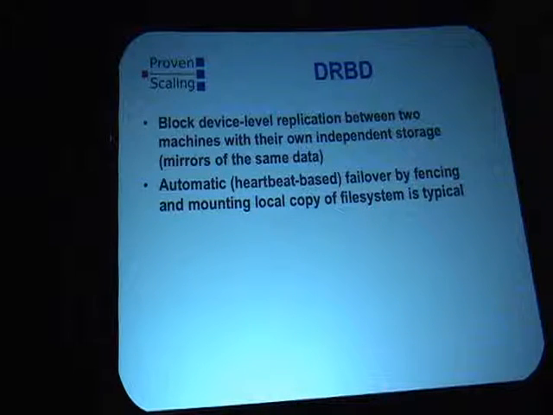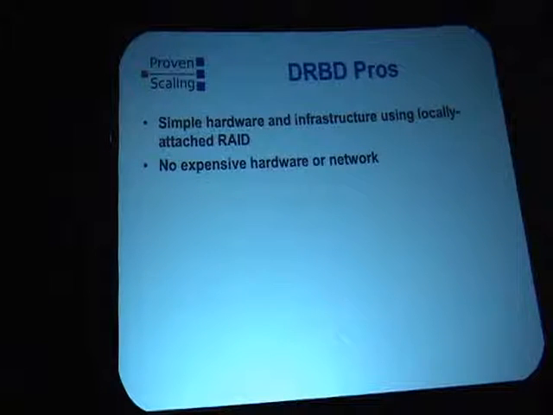DRBD, there's actually a session, or maybe even 2, about DRBD 3.3 at the conference, so you can go there to learn lots more details, but it's basically a software SAN solution that's block device level replication between 2 systems with their own independent storage. And you would typically treat it as though it were a SAN, even though each machine really has its own disks. So you use simple hardware and infrastructure using locally attached RAIDs, same as you would with dual master, same hardware, different software.